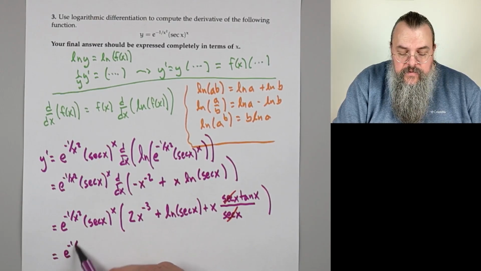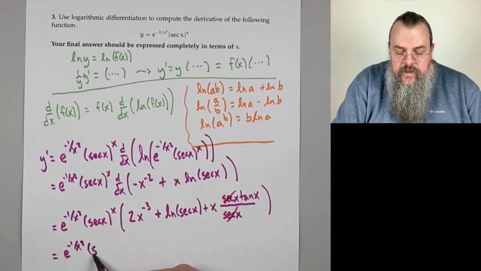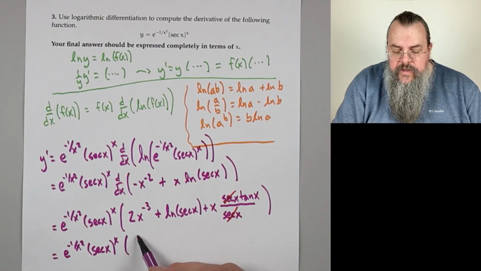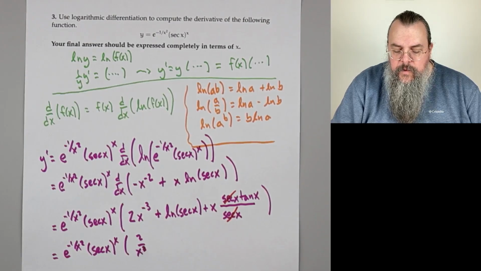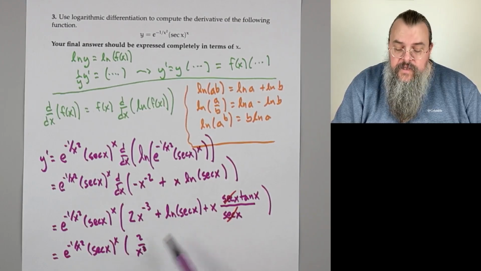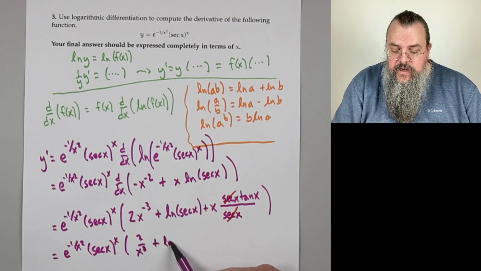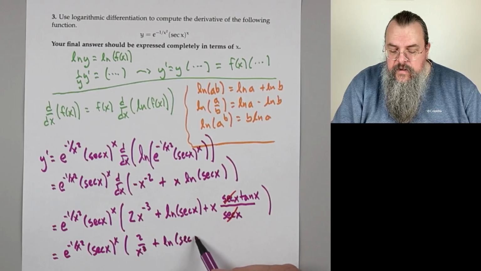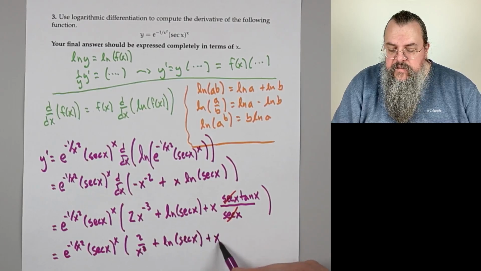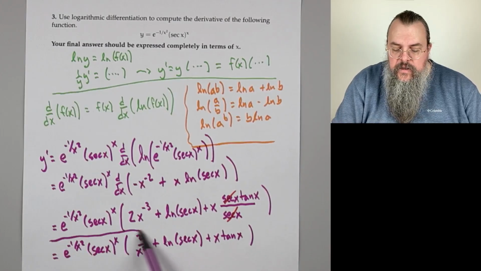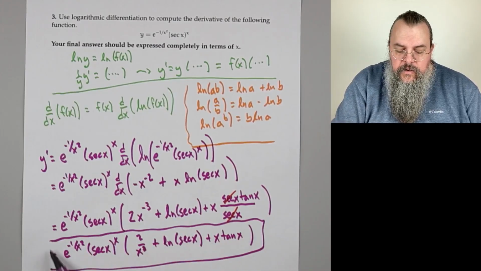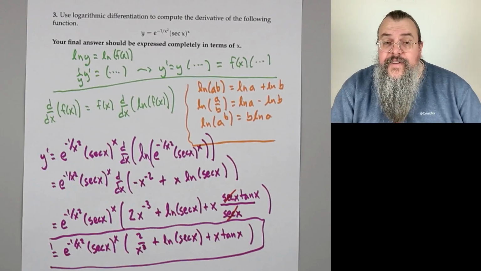e to the minus 1 over x squared, secant of x to the x power, and we can write this as 2 over x cubed if we want to, because why not? That's what x to the minus 3 means, plus natural log of secant, plus x tangent x. And there we go. That's it. That's the answer.